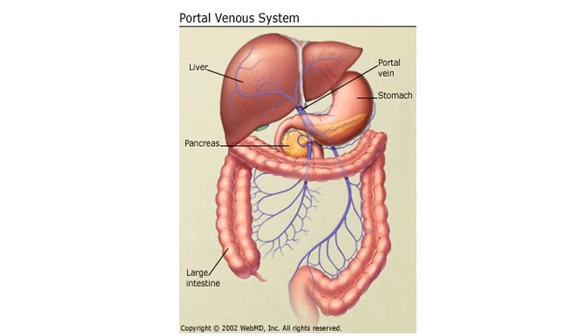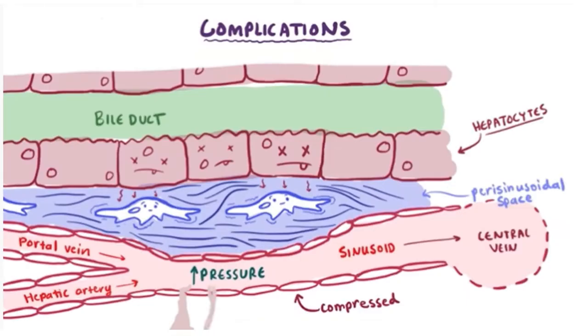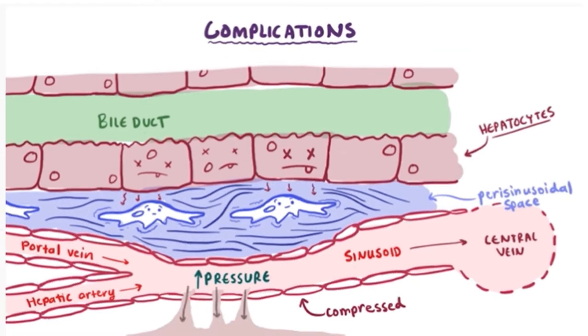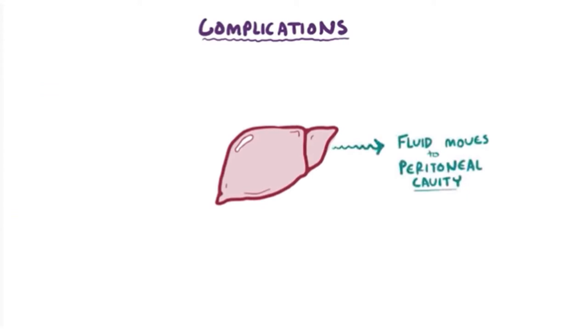This is the portal venous system. The whole of the small gut and much of the stomach drain into the portal vein, which goes into the liver. So when the portal pressure rises, the lining of the portal tract or the venous tract becomes leaky. The fluid comes out from the endothelial lining of the portal sinuses. So this fluid moves into the peritoneal cavity.